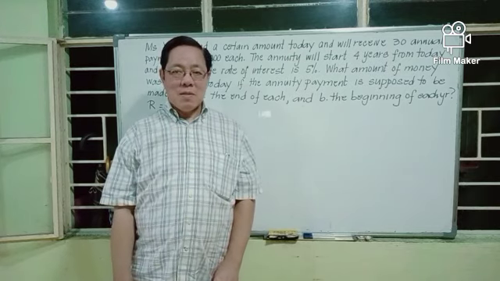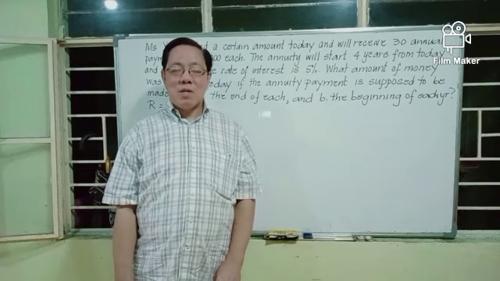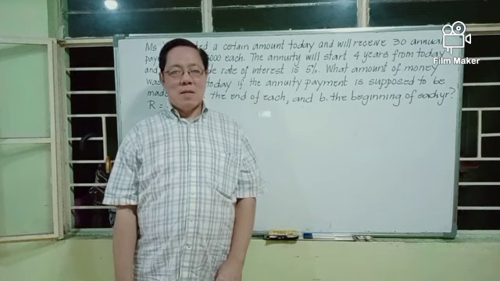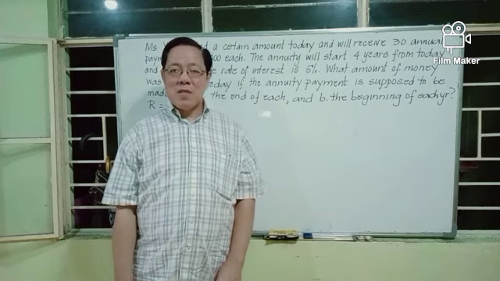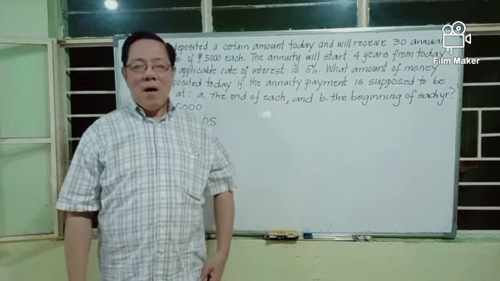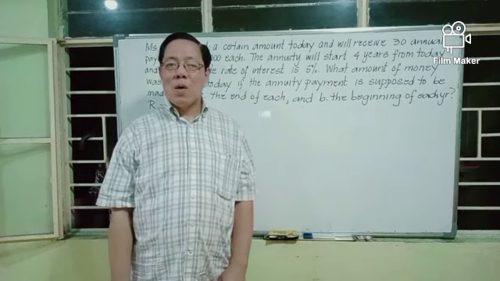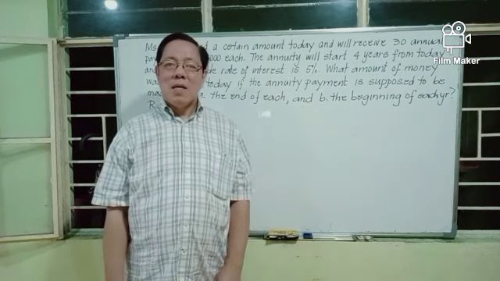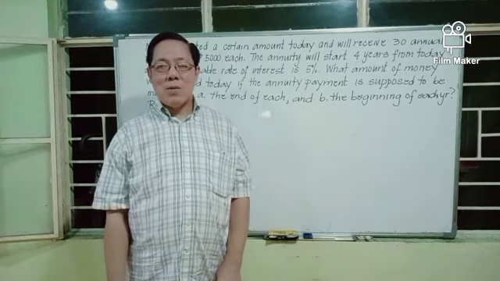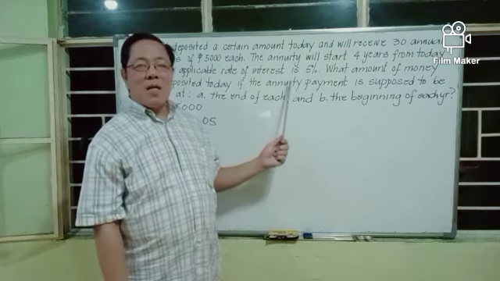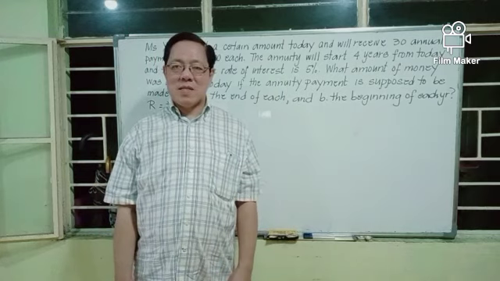From today, Miss X will not receive any payment for 4 years, but will receive the first regular payment after 4 years, either at the beginning of the 5th year or at the end of the 5th year. And the regular payment will include an interest computed at the annual interest rate of 5%.